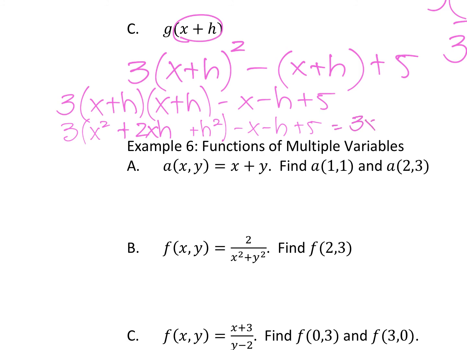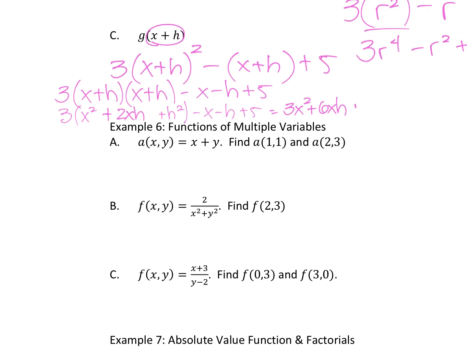So I have 3x squared plus 6xh plus 3h squared minus x minus h plus 5. Are there any like terms there? No. One's an x squared, one's an x, one's an h squared, one's an h. Nothing you can do, but you did plug it in and work it out. That's all we're doing right now.